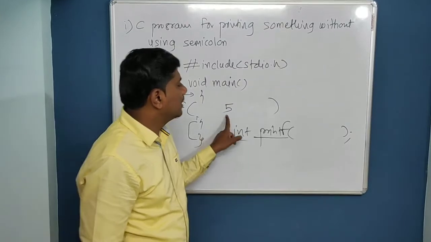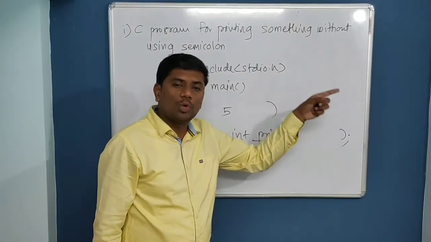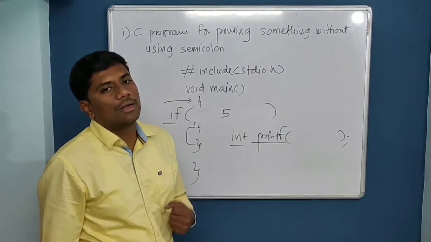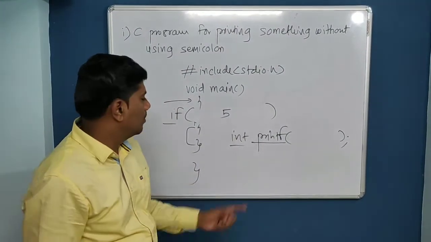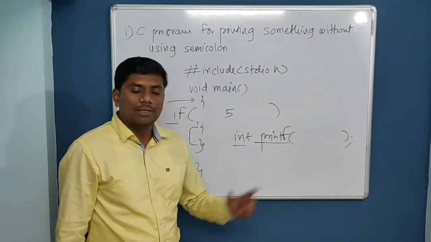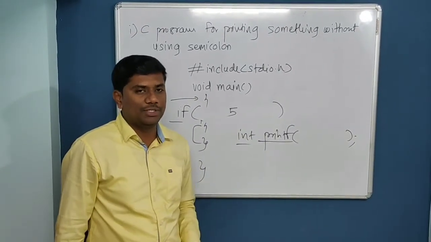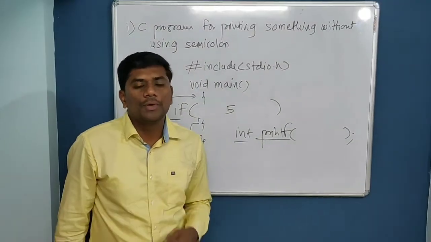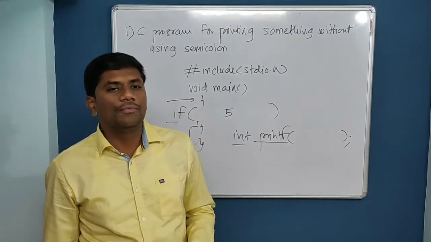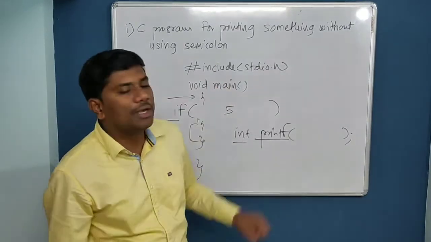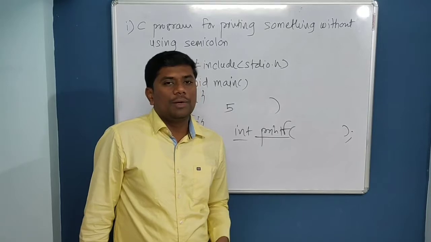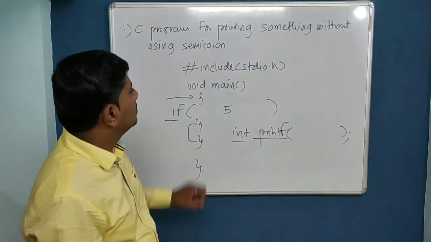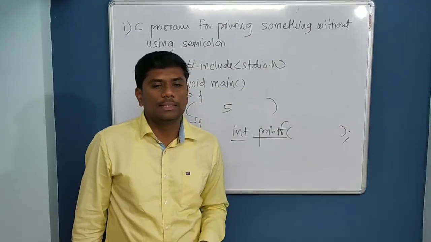Okay, so it returns how many characters it printed on the output screen, and that count is given as the output from printf, because the return type of printf is integer. The return type of scanf is also integer. Getting? So this is a simple 3 to 4 line program which allows you to print something without using a semicolon. This is a very important question an interviewer may ask a candidate during campus interviews. Okay, so this is a very important trick.